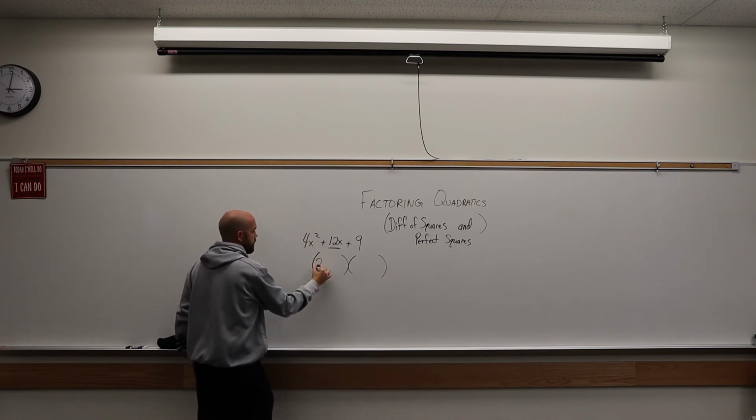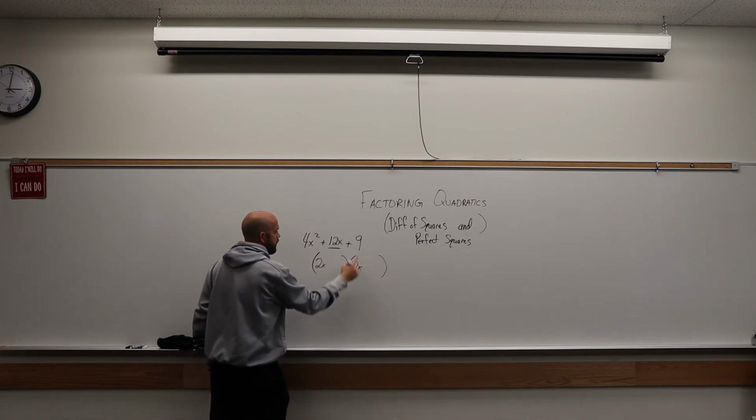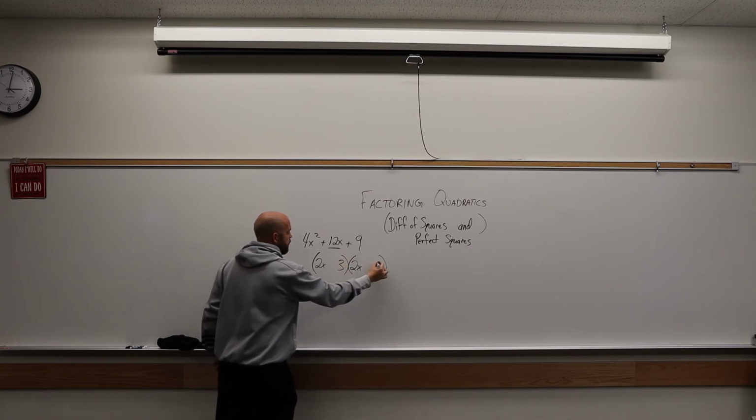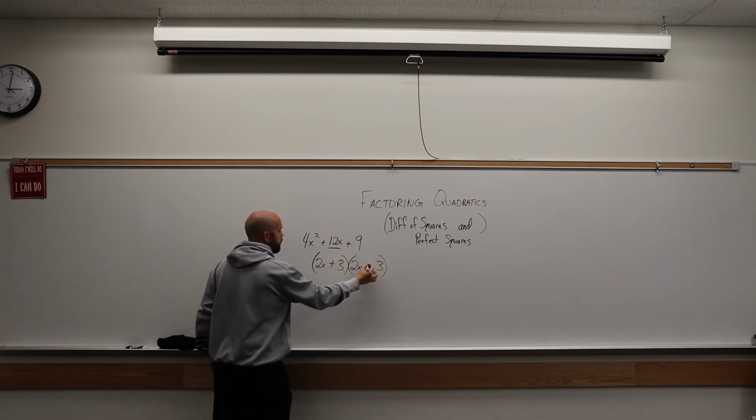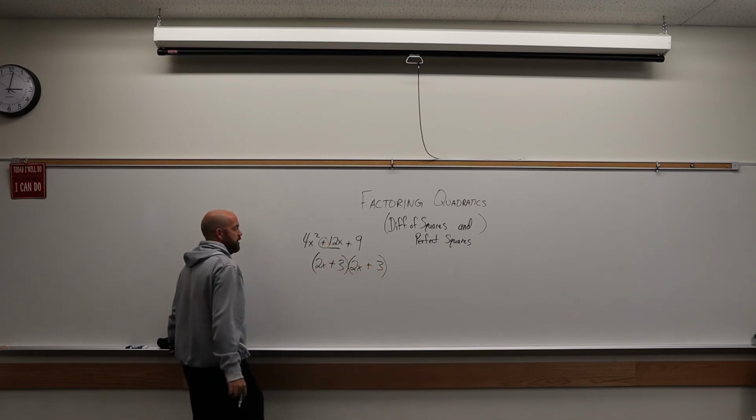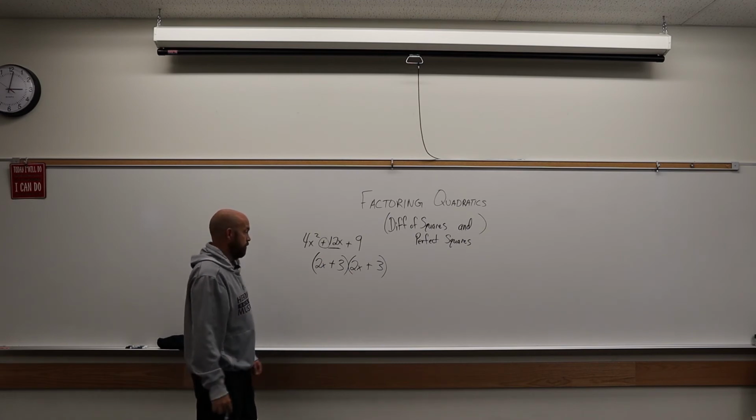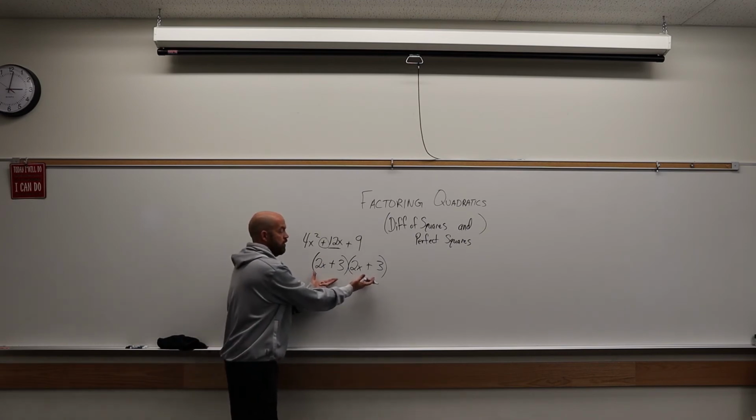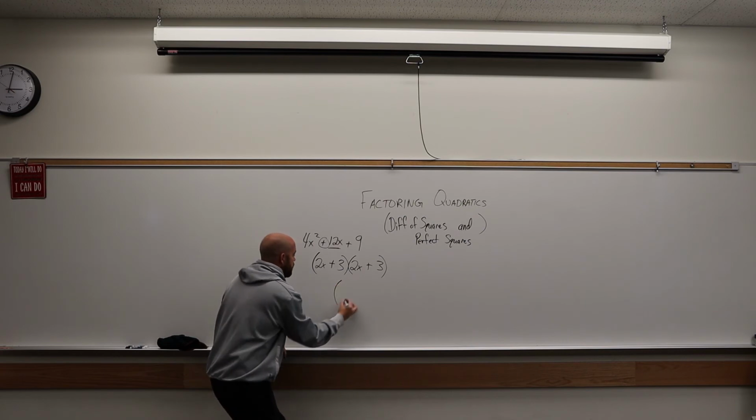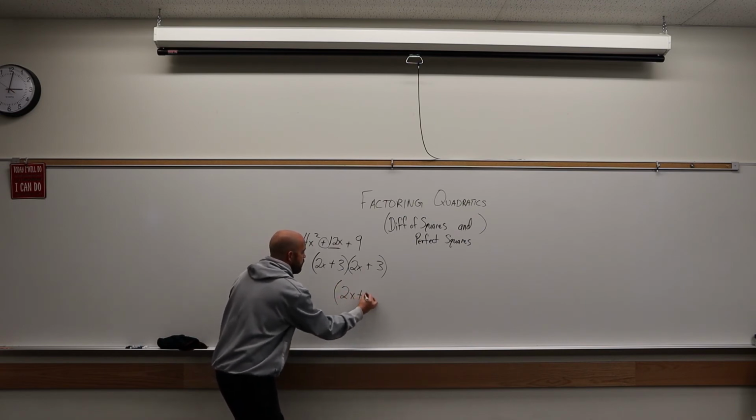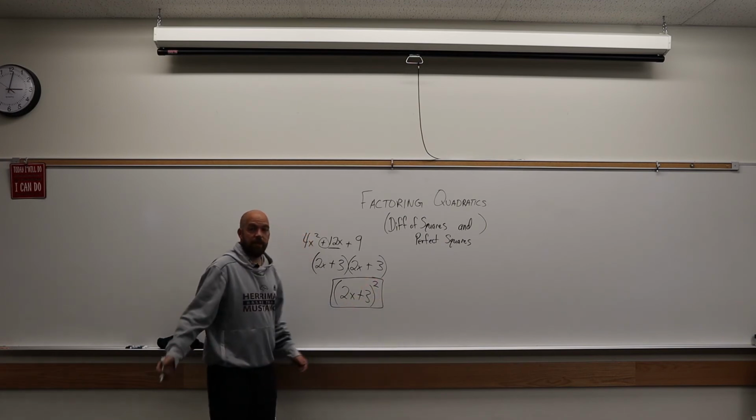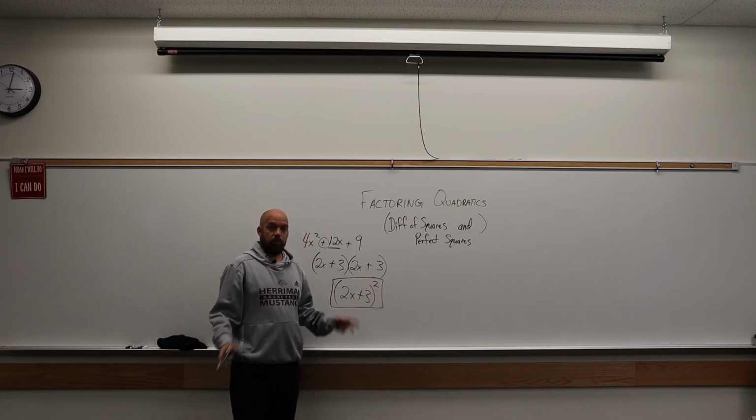square root of this is 2x. Square root of that is 3, and then both parentheses are going to be whatever that sign is, both of them. Now recognize both of these are the same, so they can collapse down into one parenthesis. I've got 2x plus 3 squared, and that's perfect squares. Let me show you another one.